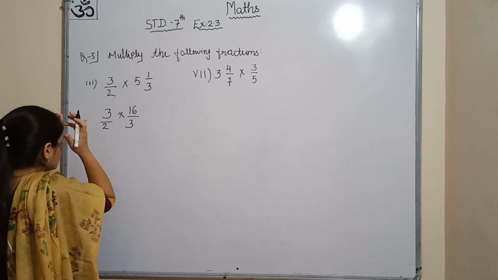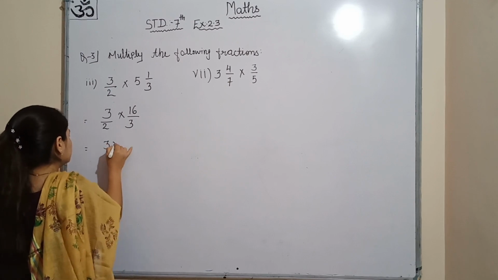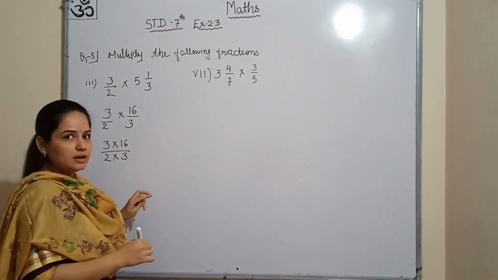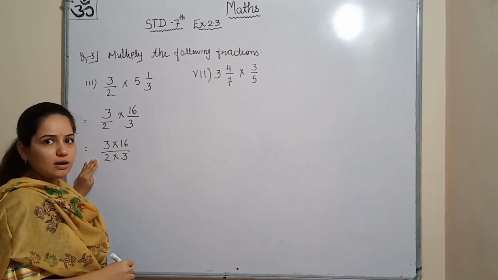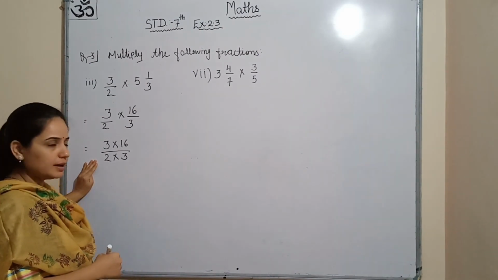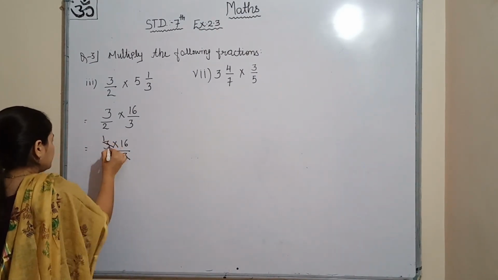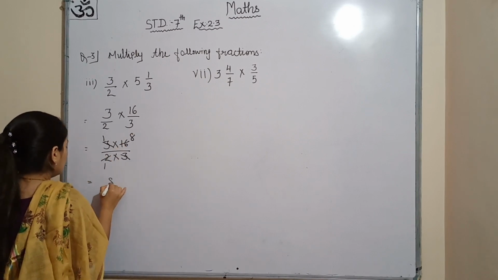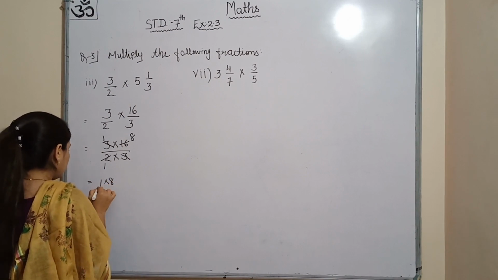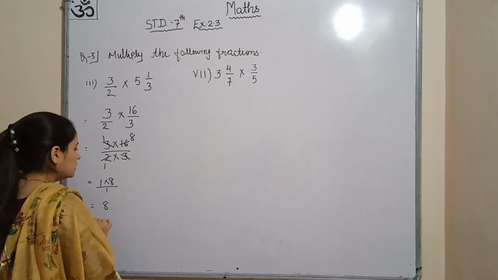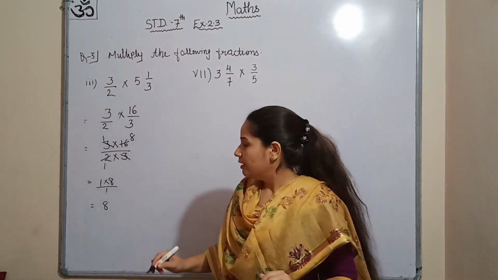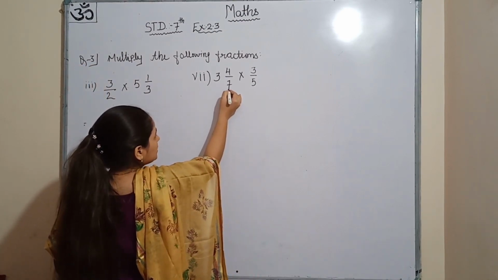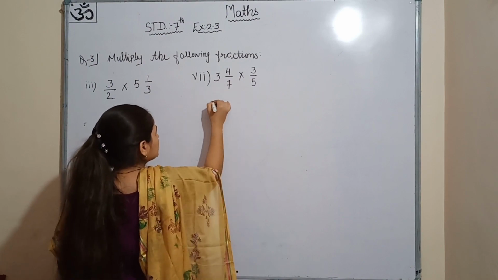Here also we will cancel the common factors. 3 ones are 3, 2 ones are 2 and 2 8s are 16. 1, 8 and 1 are remaining. So 8 is the answer. Now number 7 of question number 3. Here you are given a mixed fraction. Converted into an improper fraction it will be 25 upon 7.